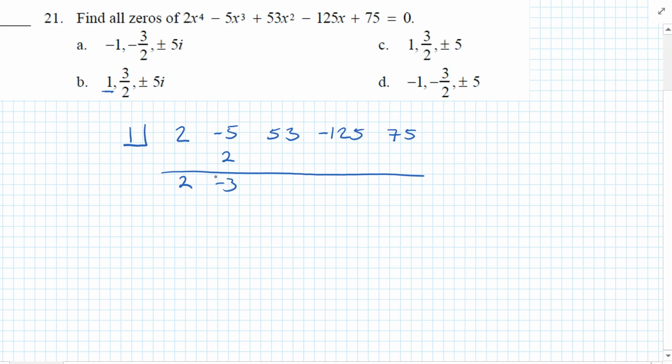Negative 3 times 1 is negative 3. So that's 50. That's 50. Actually, wow, it's going to work. Negative 75. Negative 75, 0. So 1 works. Thank goodness. Alright, so now we know the answers are going to be between B and C. So, since we know 3 halves is another number, let's try 3 halves with it.